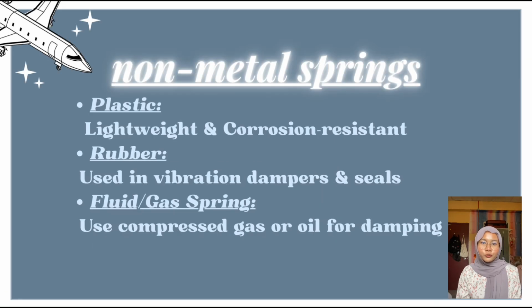Now, moving on to non-metal springs. The first one is plastic. It is lightweight and also resistant to corrosion, so it doesn't rust easily. Next is rubber. This one is used in vibration dampers or seals to reduce noise and absorb shock.